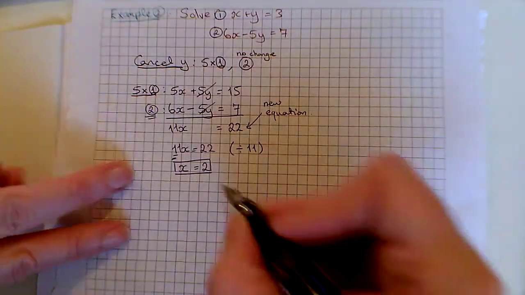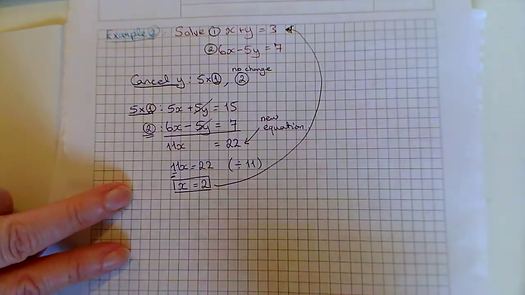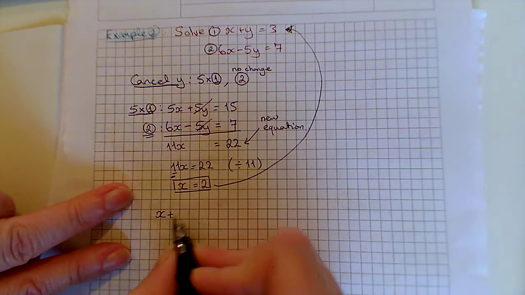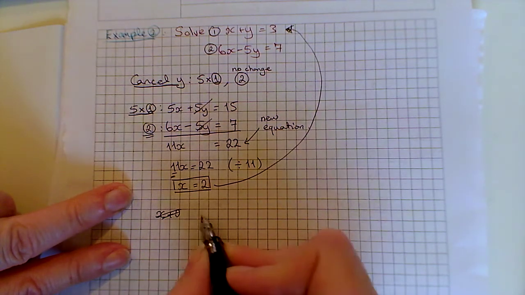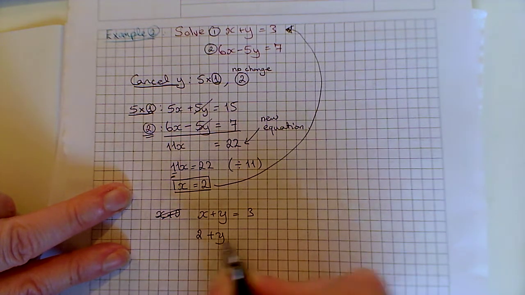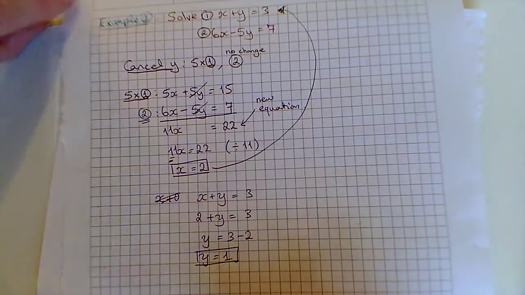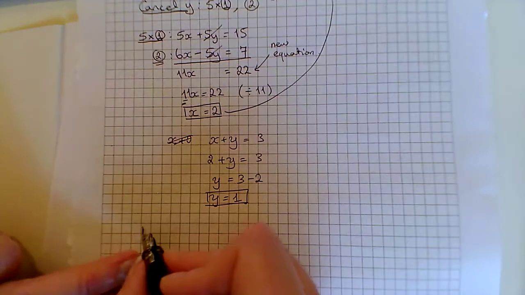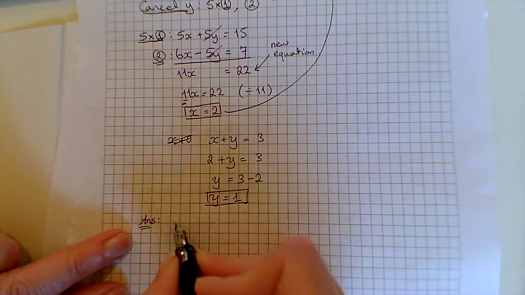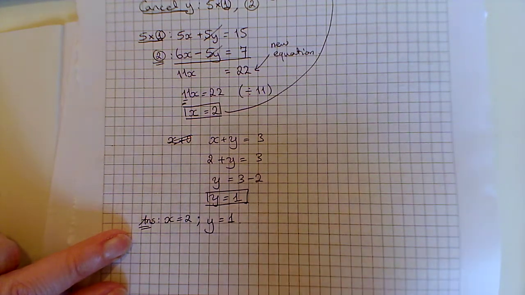Final step, I replace the value of x in either one of these equations up here. First one looks easiest. So instead of x plus y equals 3, I'm going to have 2 plus y equals 3. So y is equal to 3 minus 2, y is equal to 1. And that's my answer. So the answer is that x is equal to 2 and y is equal to 1.